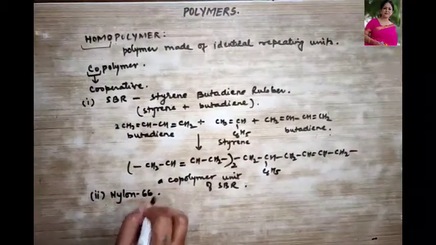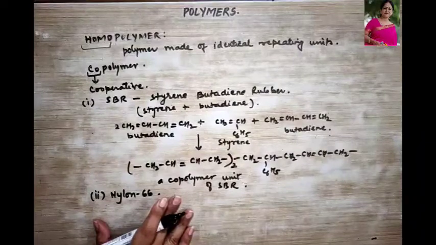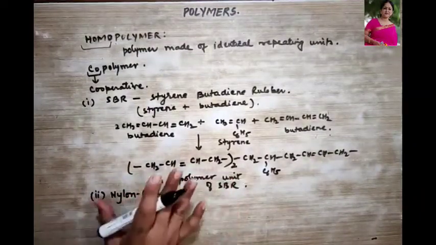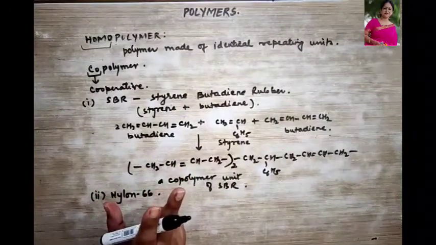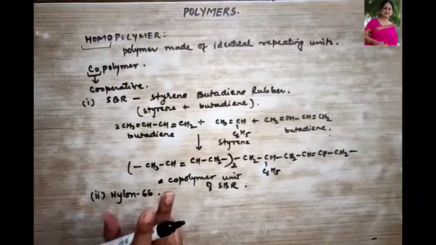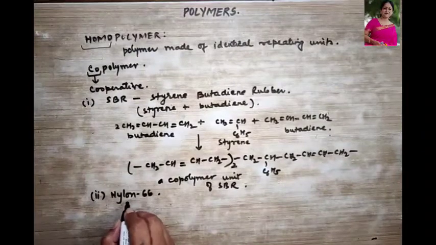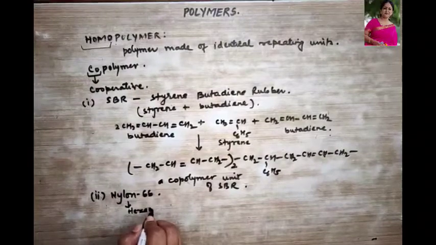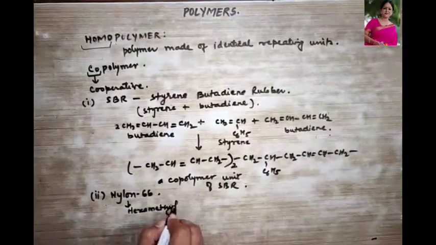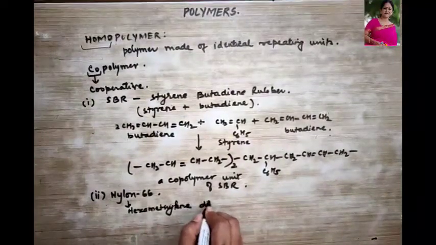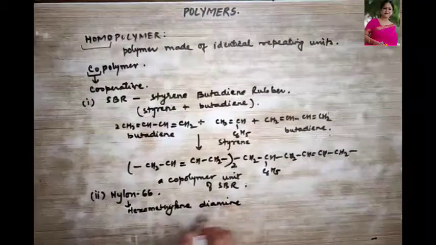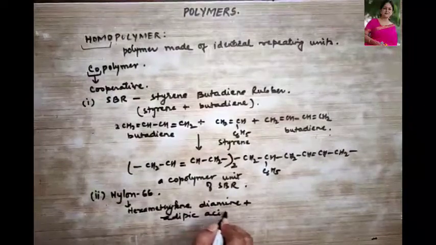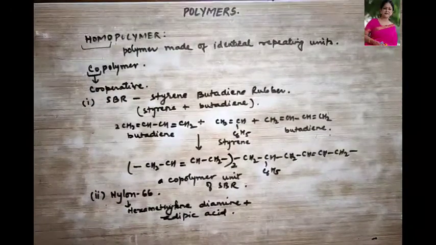Another example you can take is Nylon 66. These are important polymers. It is a polymer with a repeat unit, and it is a copolymer of two types of monomers again. What are those two types of monomers? It is made up of hexamethylene diamine, and it is also made up of adipic acid. I'll show it to you just now.